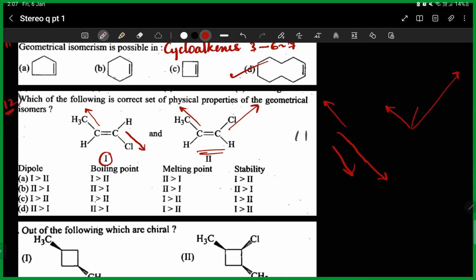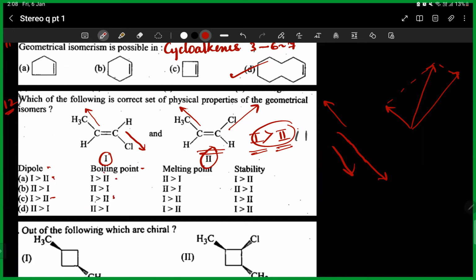So parallelogram law, right? In which case will the dipole moment be more? So in case one, the dipole moment will be more, right? You can calculate the dipole moment using the bond angle also here. Anyway, you can clearly see that the dipole moment is more in case one than in case two. When the dipole moment is more, boiling point will also be more. So dipole moment is directly proportional to boiling point.